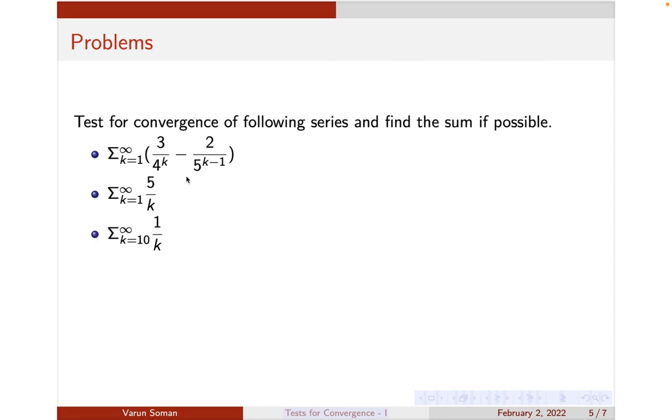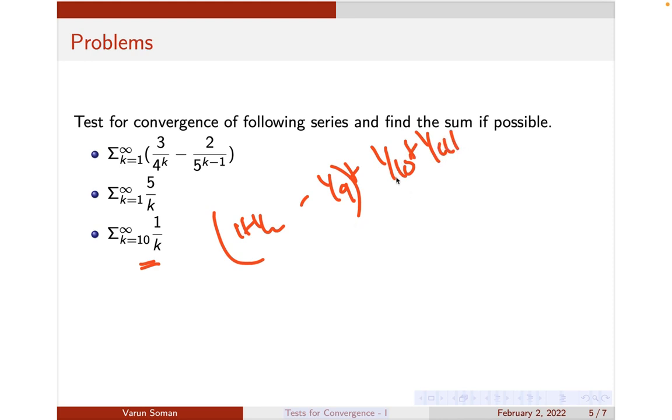Okay, moving forward. This series, sigma k equal to 10, 1 by k. Again, this is a harmonic series. The only difference is that we have omitted a few terms. So you have omitted the terms 1 plus 1 by 2 up to 1 by 9, and we are only considering 1 by 10 plus 1 by 11 plus etc. As we had already discussed, the removal of a few terms will not affect the convergence. So anyway, this will also be divergent because it's a harmonic series with p equal to 1. Therefore, this series is also divergent.